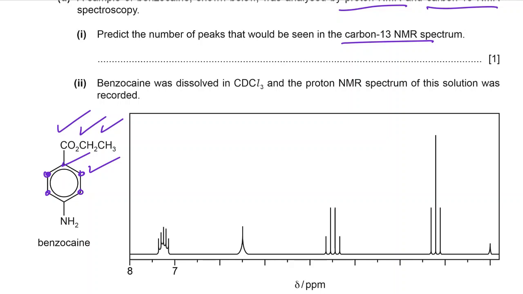They are similar because this part is symmetric, I mean this part, not all of the compound. So we will count only this carbon, and here this carbon, it's 1. So 1, 2, 3, 4, 5, 6, 7 carbons. So in the carbon-13 NMR spectrum, you would be seeing 7 peaks.